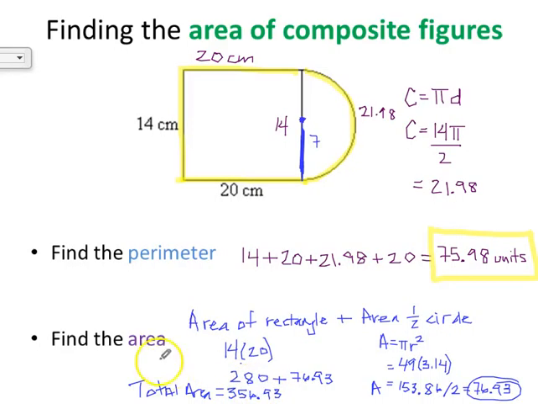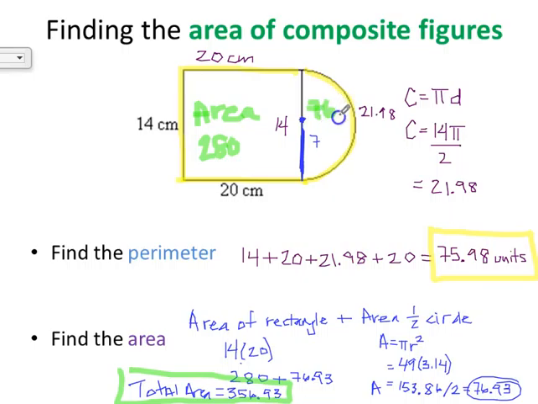So we had to do some work before we could figure out that total area. First we found the area of the rectangle as 280, and then we found half of our circle was 76.93, and you have to add those two together to get the total area. And again, that would be units squared. Do not forget units, especially when we're talking about area, it's units squared. So I'm going to go on to the next slide. If you need more time, please click pause now.